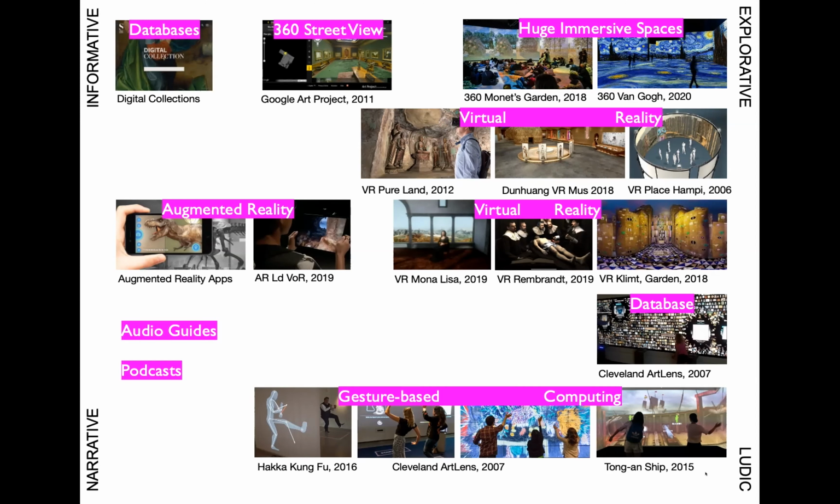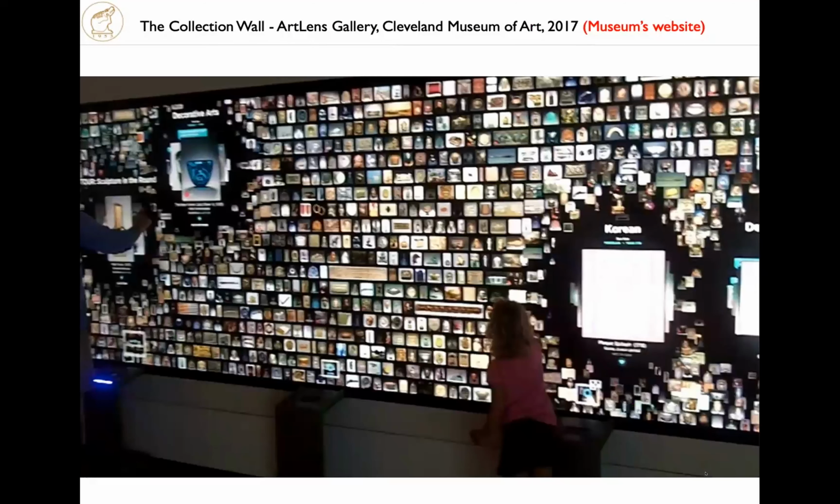So here I just would like to show some of the examples. We all know most of them. We know the Cleveland Artlands and the VR of Mona Lisa or Rembrandt or Klimt or Garden. There are a lot of other examples that we can mention, but let's have some examples. That's the collection wall from Cleveland, from the Artlands Gallery. And here you see a picture from the museum's website. When I was there, the situation was like this.